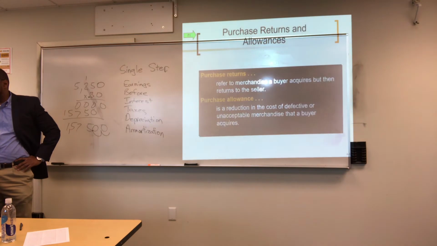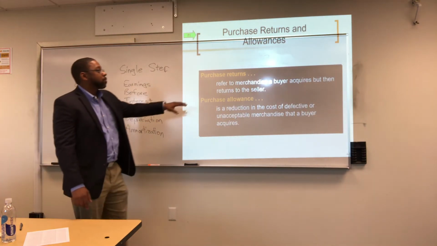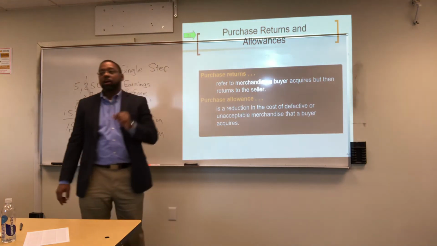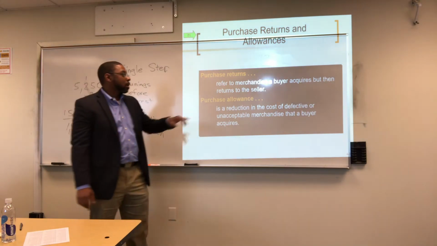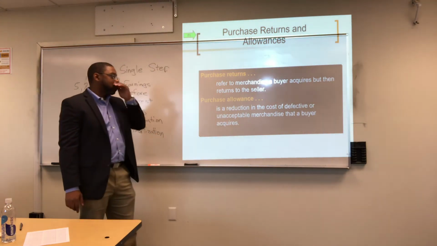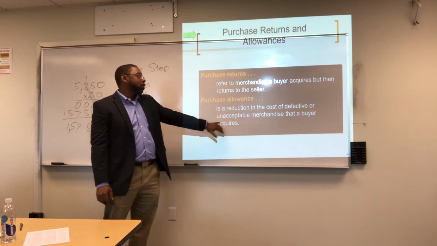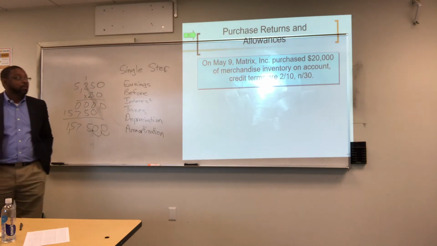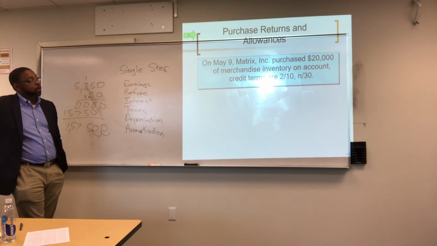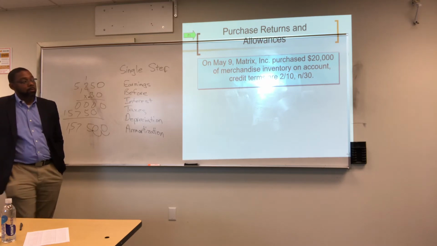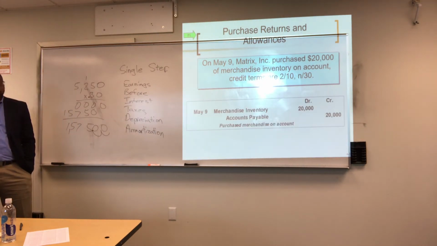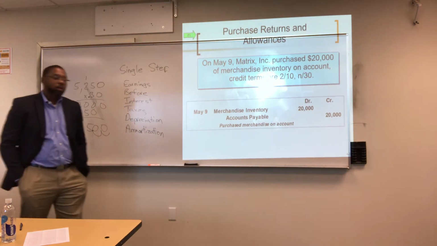I'm going to do the discount. We've already talked about this, returns and allowances, right? Remember, purchase returns refer to when the buyer returns their product back to the seller. And the allowance is when they purchase something but it's defective, so the seller gives them a discount. But I want to go over the journal transactions on how that works. So if Matrix Inc. purchased $20,000 of merchandise inventory on account, credit terms are 2 of 10, net 30, then we're going to debit merchandise inventory, credit accounts payable.